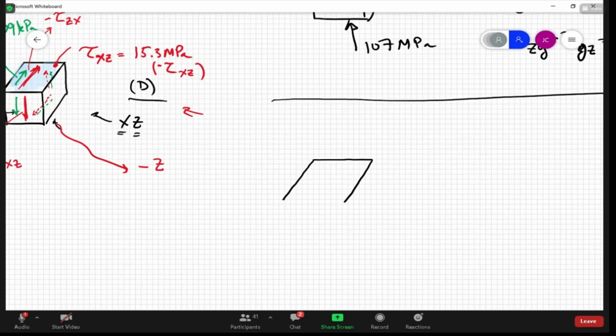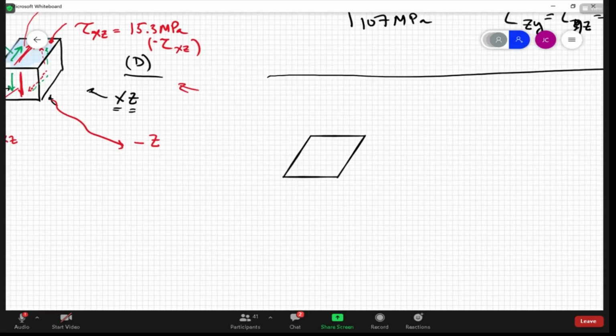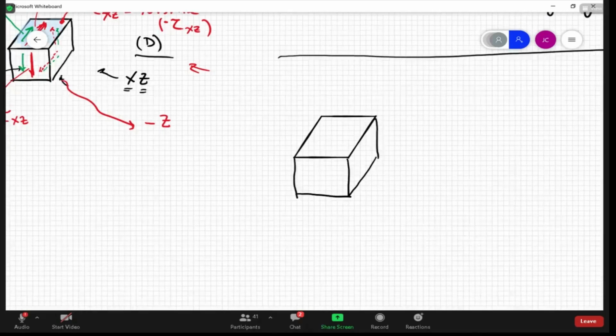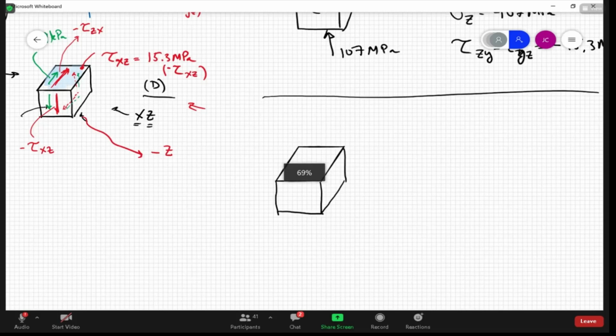Now you can also see why I'm a little bit of a jerk about trying to draw things neatly on exams, because if you don't do this neatly, it's just impossible to figure out what's going on, right? All right, so there's point D. What do we have at point D?